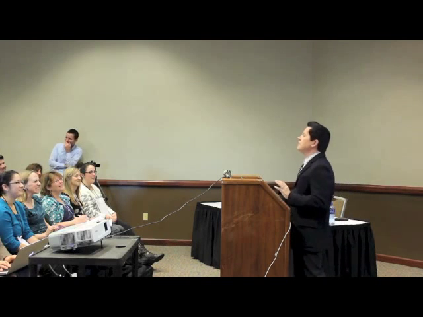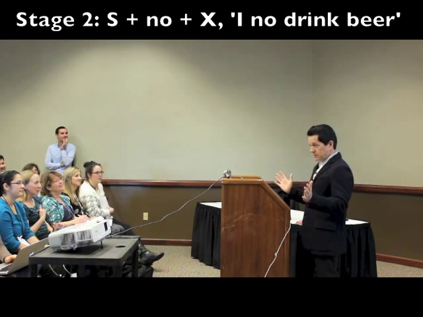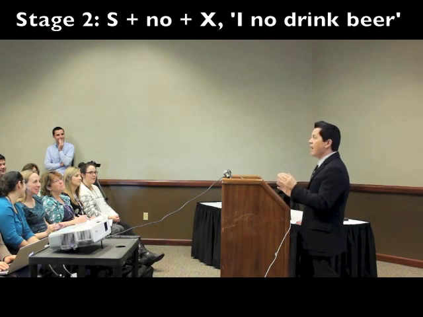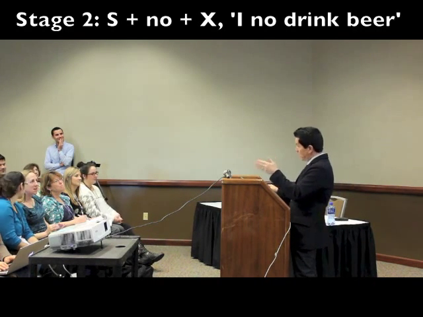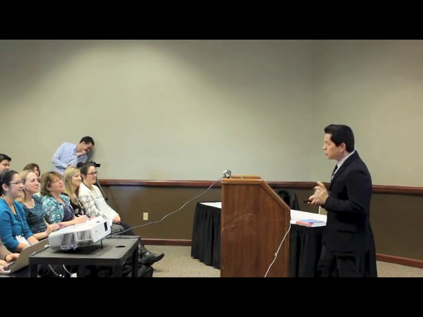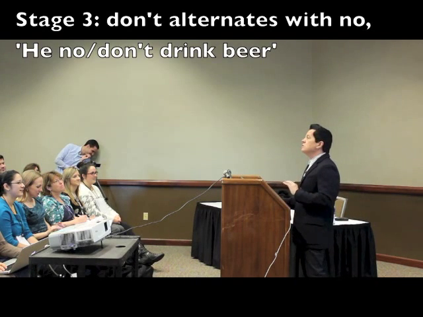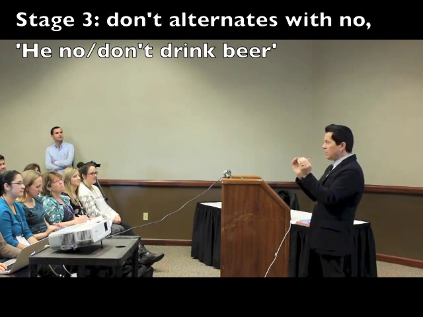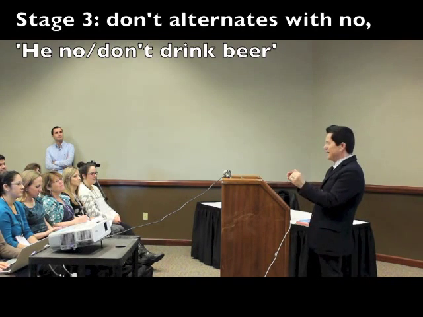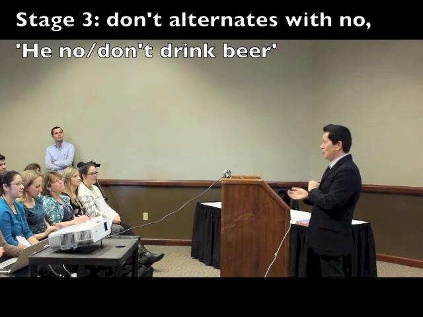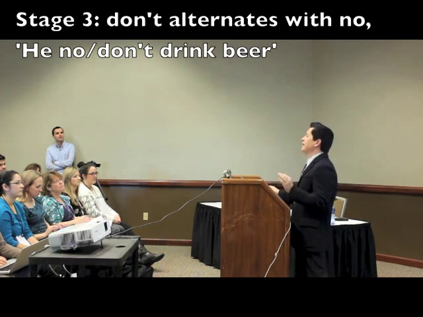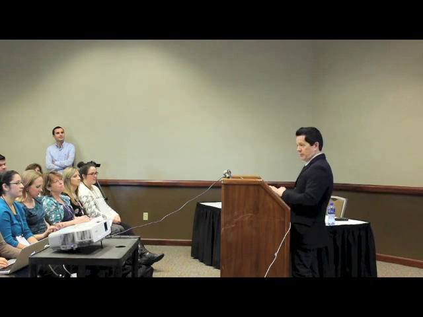Stage 2 is where we start getting subjects in sentences, and we put a subject in front of that. So we've gone from "no drink beer" to "I no drink beer." So, "Muhammad, you didn't do your homework. You were drinking last night." "Oh no, I no drink beer." Stage 3 is "don't" now alternating with "no." They've got this little chunk of language called "don't." They don't know it's a dummy verb, they don't know there's a "not" attached to it, they don't even know what's in it. They just know "don't" means no. And so you get alternations between "I no drink beer," or "he no drink beer," and "I don't drink beer," and "he don't drink beer."